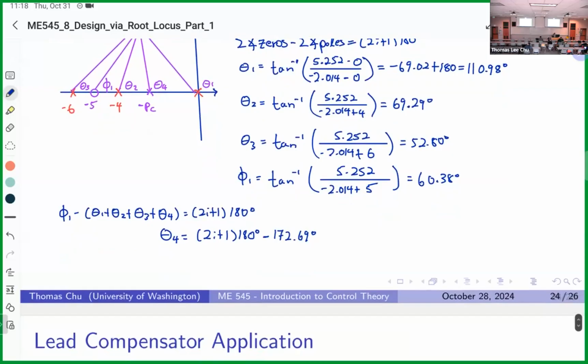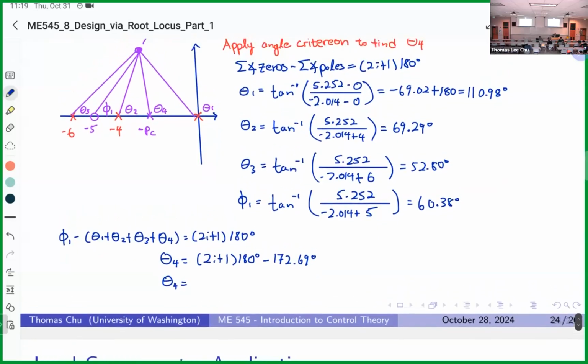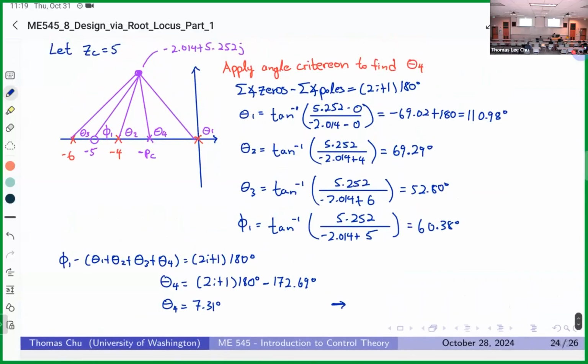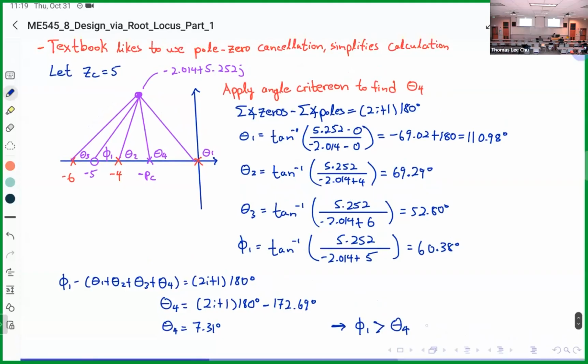And in this case, I'm going to choose i is equal to 0. So then we get this really, really shallow angle. And the reason why we want a small angle, we want theta 4. So I choose i is equal to 1, and we get 7.31 degrees. And this is good because we want phi 1 to have a greater angle than theta 4. It implies that, but in quadrant 1 though, this is for quadrant 1 angles, because this implies that the pole is to the left of the 0 now.